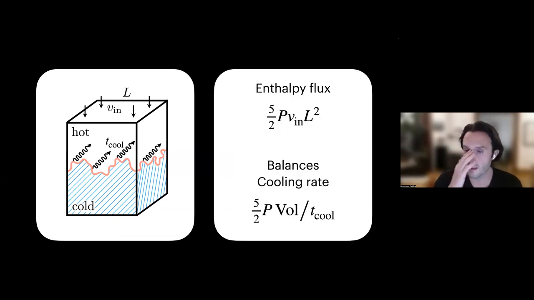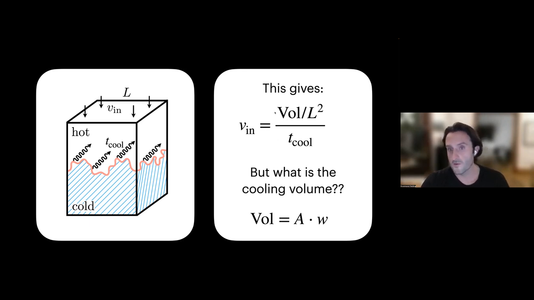And so the basic model is that the flux of enthalpy from above, given here, where we've assumed an adiabatic index of 5/3, is balanced by the total cooling. Pretty simple, it's just steady state. So if we equate them, then we get that the volume divided by the area squared divided by the cooling time, the rate of cooling, gives you this inflow velocity, which is really the key thing that we're after. But we don't know what the cooling volume actually is. It's some area of this bumpy, wiggly surface times some thickness.